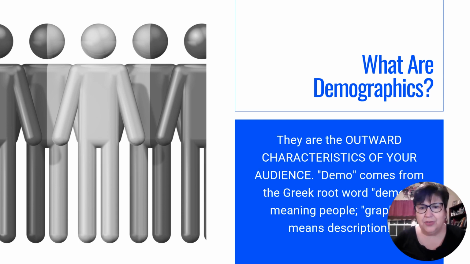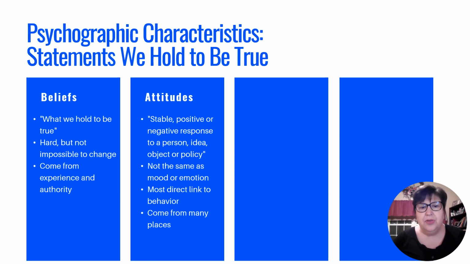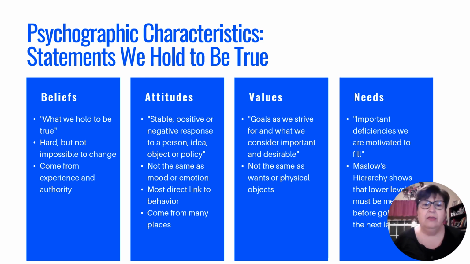And we know what demographics look like, right? Outward characteristics. Demo is a Greek word meaning people or group, and graphic is description. So here are some things that come into play: beliefs, attitudes, values, and needs. We've heard these likely in other classes, but everything from what we hold to be true, to what attitudes we have about things, sort of where they link to behavior, and they come from a lot of different places. What do we value? What's important to me, and what my needs are.